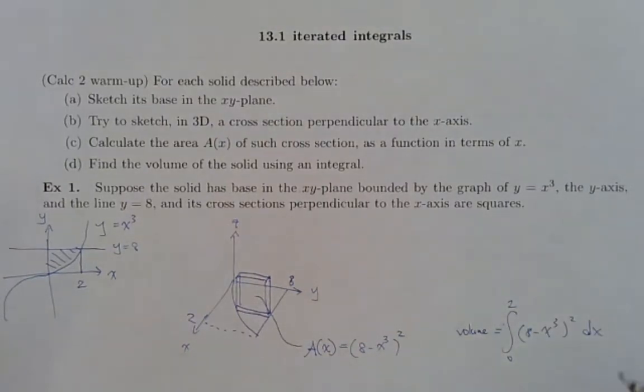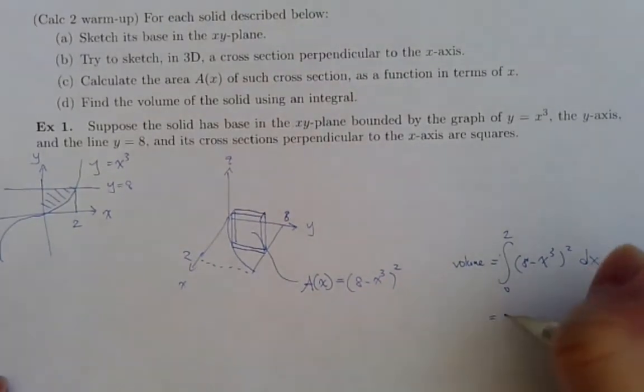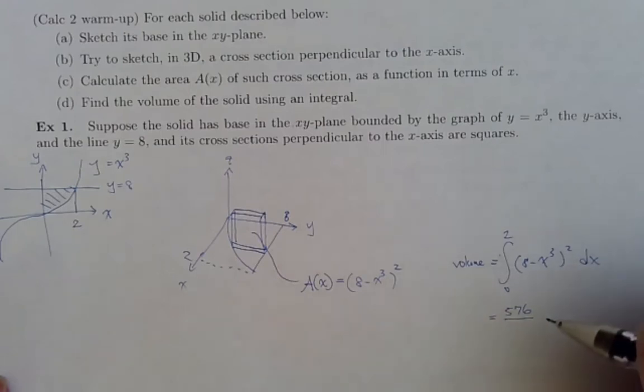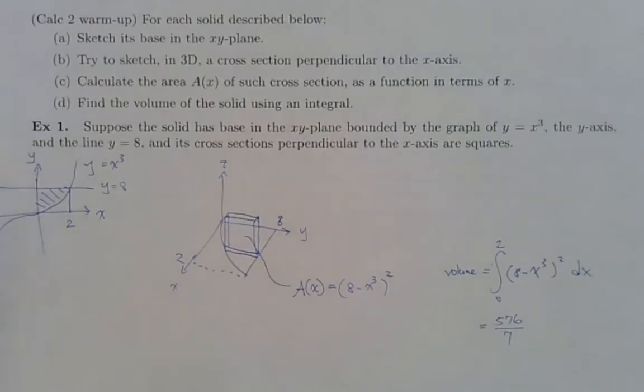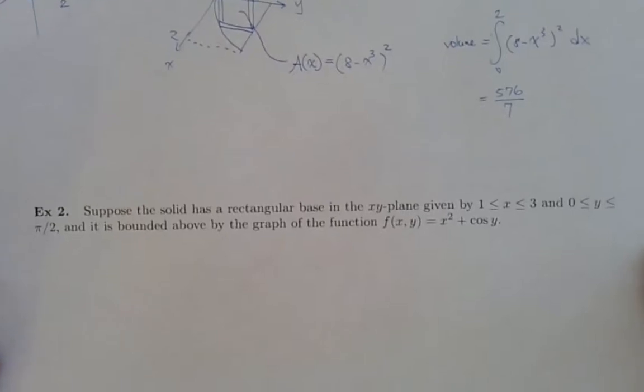So this is an integral. Surely you know how to do it. I don't really want to calculate it. I did it earlier. It's, I think, 576 over 7. Whatever, it's some number. Right. So now let's move on to the next one.